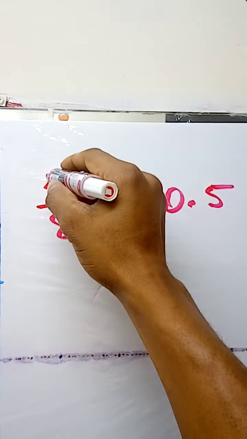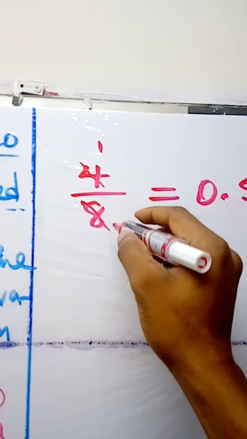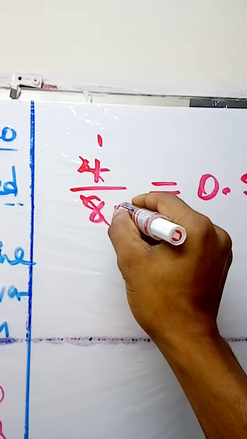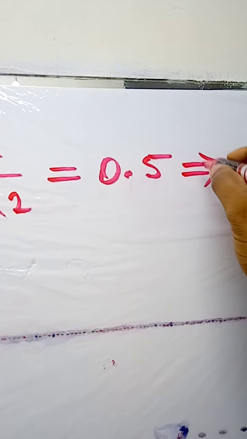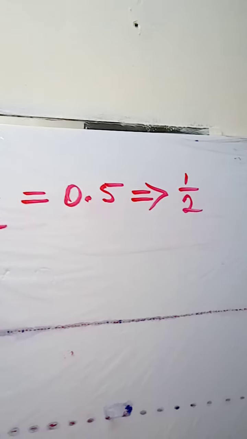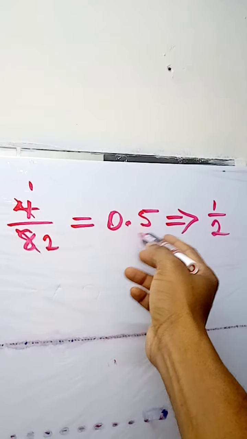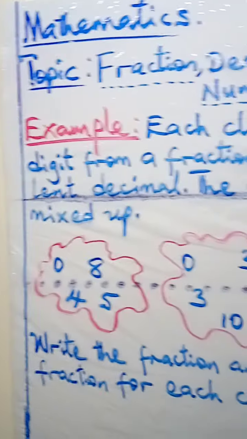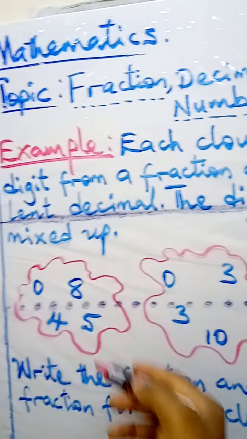How? Because if we divide 4 by 4, we get 1, and we divide 8 by 4, we have 2. So this means 1 over 2. So 4 over 8 is equal to 0.5, and 0.5 is 1 over 2, that is half. 4 over 8 is half, and half is 0.5. So in the first cloud, 4 over 8 is equivalent to 0.5.